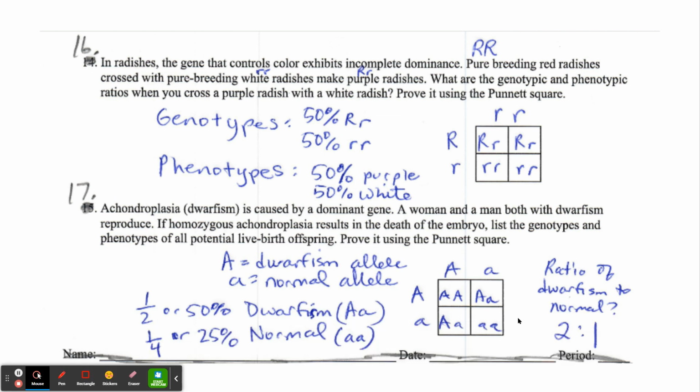Okay, so I think that would be all dwarfism. I apologize, I think I'm wrong here. Three-fourths are going to be dwarfism. That's phenotype to 1 that is normal. I apologize. This should be 3 to 1.